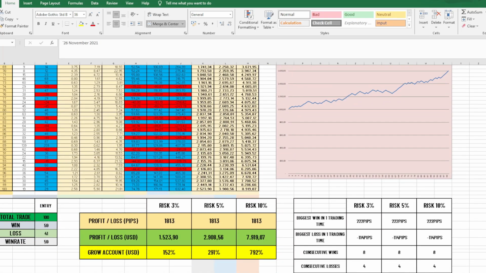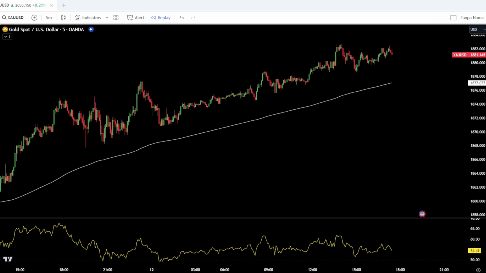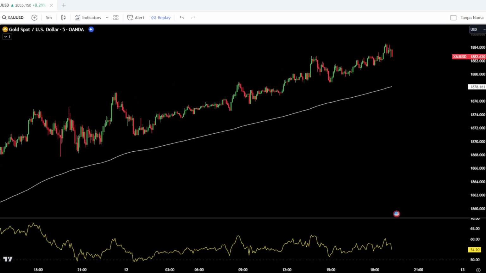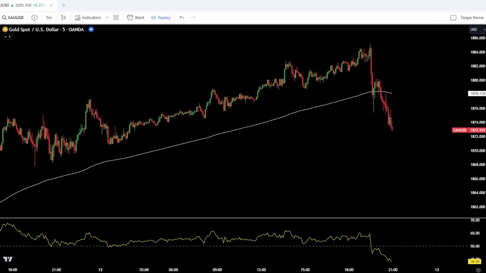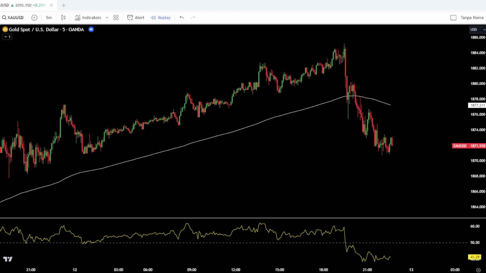However, if you use a greedy and irregular lot sizing approach, the trading data may differ. We strongly recommend sticking to measured lot sizes using the previously discussed table. Always maintain your money management and trading psychology.